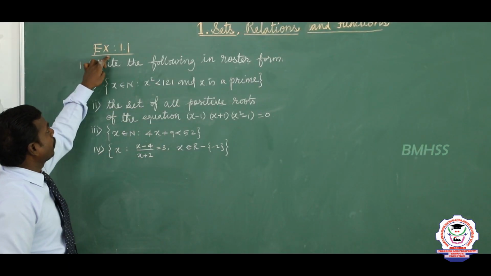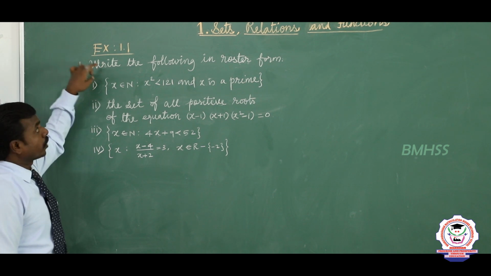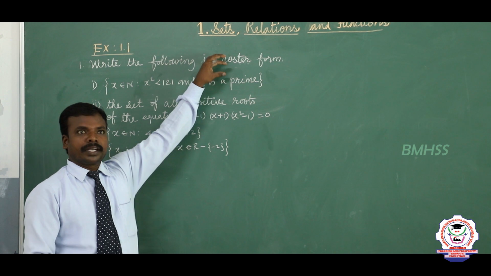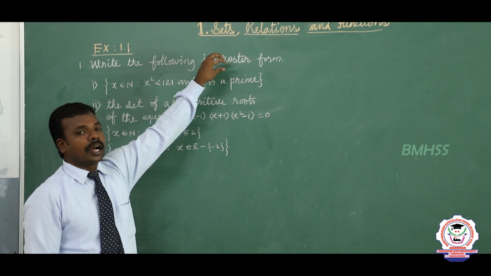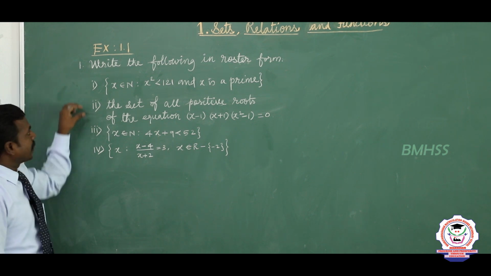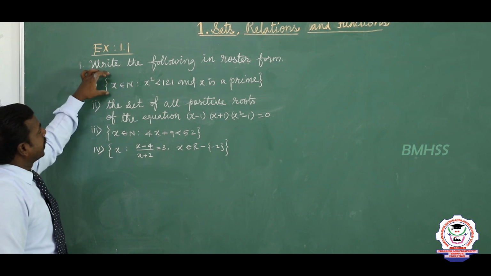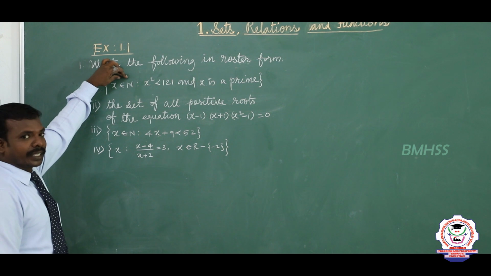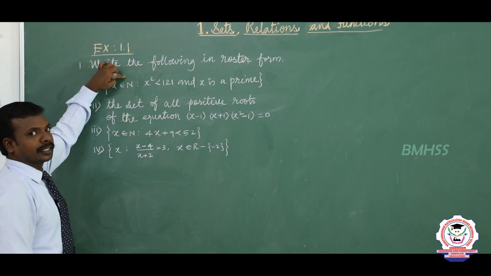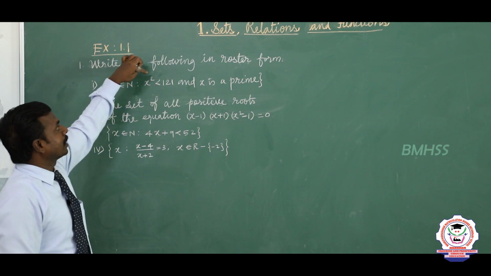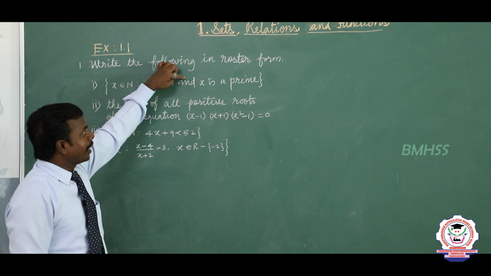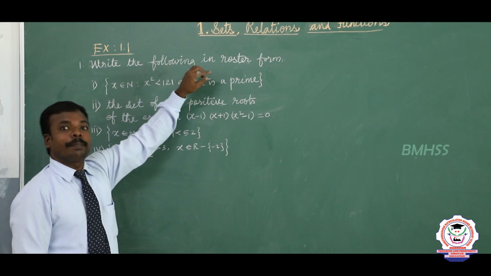Exercise number 1.1, question number 1. Write the following in roster form. Roster form, already you know, is roster form or tabular form. They have given 4 subdivisions. In the first subdivision, a set of x belongs to N. So in this set we are going to write the natural numbers whose square value is less than 121, and that x value should be a prime number.